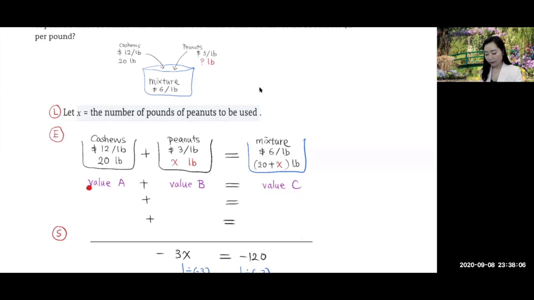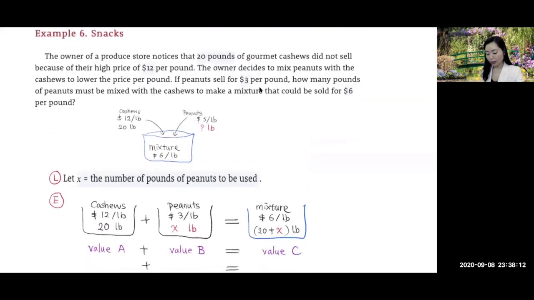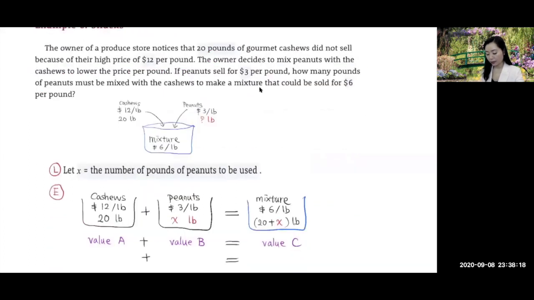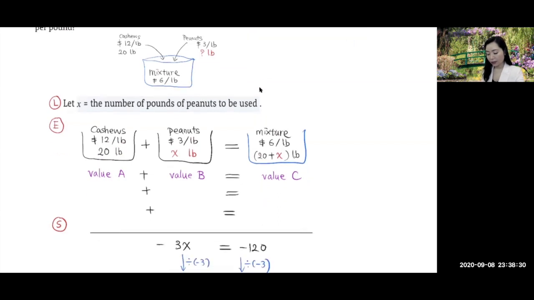So what will be the value over here? Remember in the beginning we talked about amount times the price giving you the total value. Each pound costs $12, and I have 20 pounds, so it will be 20 times $12 per pound. That will give you the value here. So 12 times 20 gives you the value over here. We multiply these two numbers.